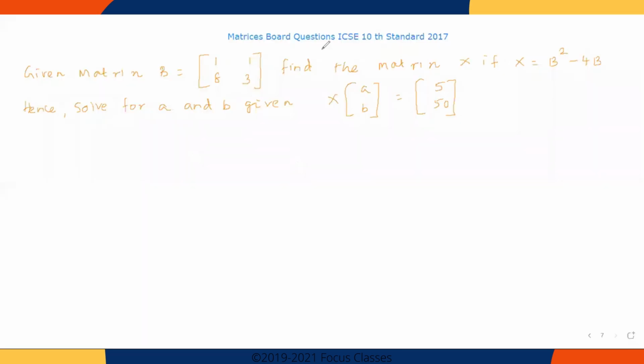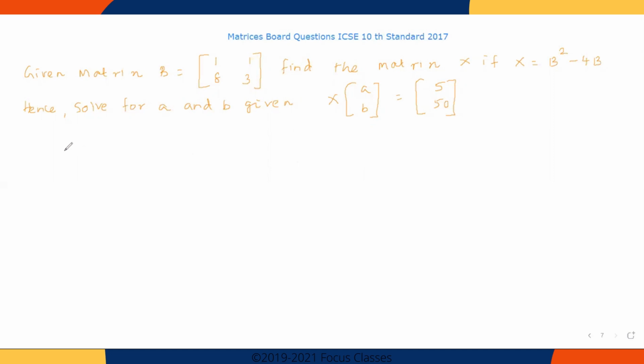Now we are going to solve an ICSE 10th standard board question from the chapter on matrices. This particular question appeared in 2017. Given matrix B equal to [[1, 8], [3, 3]], find the matrix X if X is equal to B square minus 4B. Hence solve for a and b given X times [a, b] is equal to [5, 50].